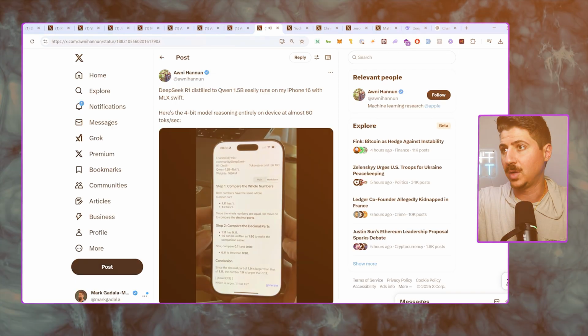So don't tell me you can't run this locally on your PC, on your phone. You can definitely run this locally. You're just going to need a workaround. So pretty cool stuff here.